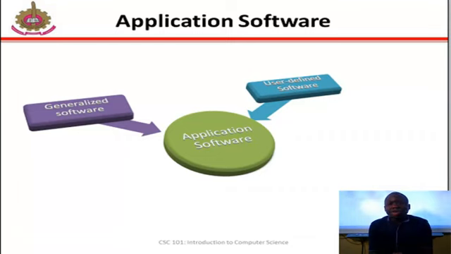Hence, application software could be subdivided into two classes: generalized software and user-defined software. Under the generalized software, examples are word processing programs, e.g., Microsoft Word. Another example is desktop publishing. Under this, you can find PageMaker or CorelDRAW. Also, spreadsheet programs, where you can see Excel or Lotus.